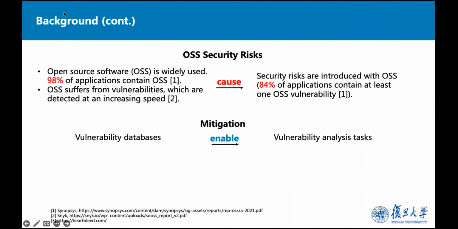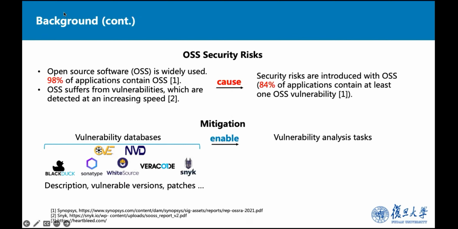For example, CVE-list and NVD are well-known public databases, and there are also some other databases which are built by companies, such as Blackduck, Sonatype, WhiteSource, Snyk, and Veracode. These databases provide valuable information, such as the description of a vulnerability, the vulnerable versions, and patches.